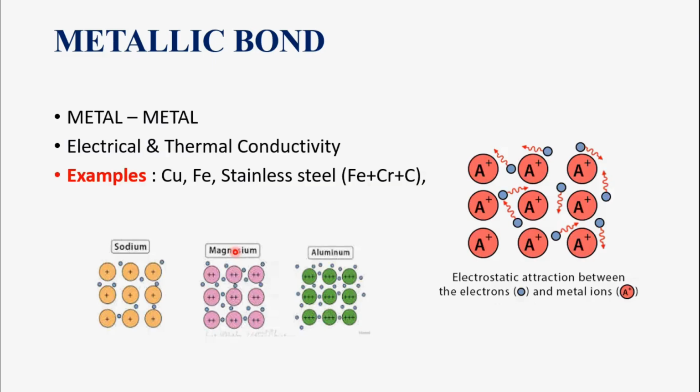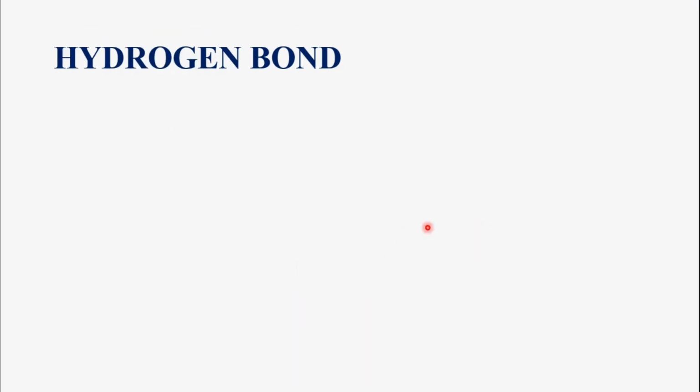Then the third one is the metallic bond, and you can see the metallic bond forms between metals. Okay, so obviously metal is there, so electrical and thermal conductivity is there. Examples like copper, Fe, any other metals. Stainless steel and brass are alloys. Stainless steel is made up mainly of iron, chromium, and carbon, and brass of copper and zinc. You can see attraction between the electrons and the metal ions. Sodium, magnesium, aluminum are some examples of metals.